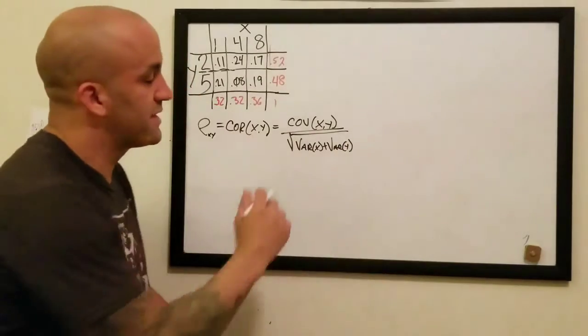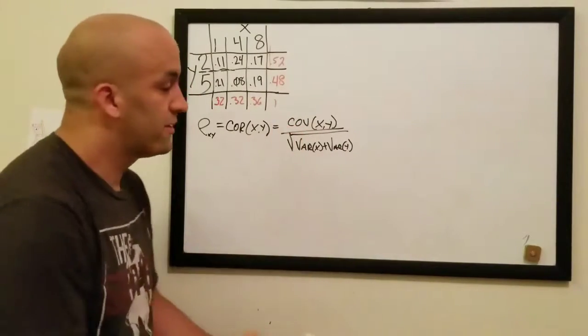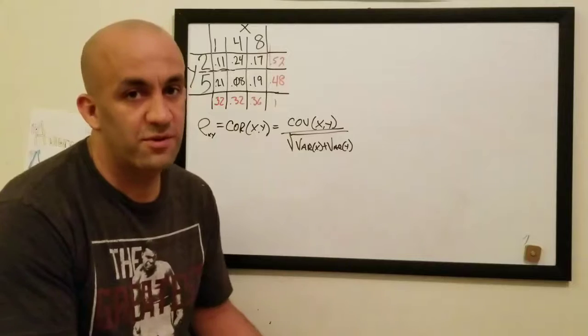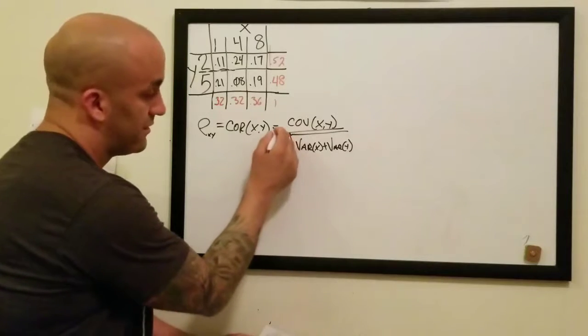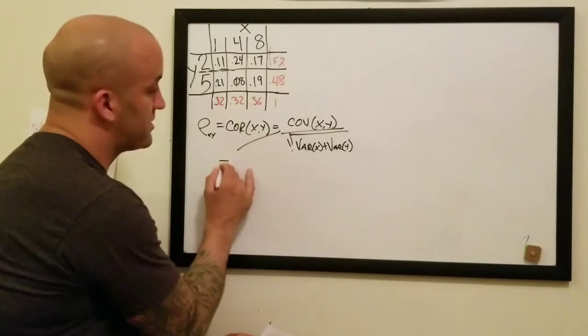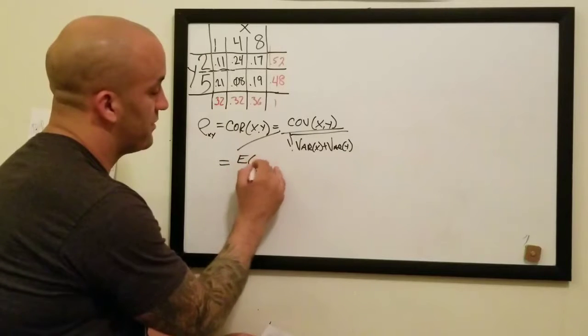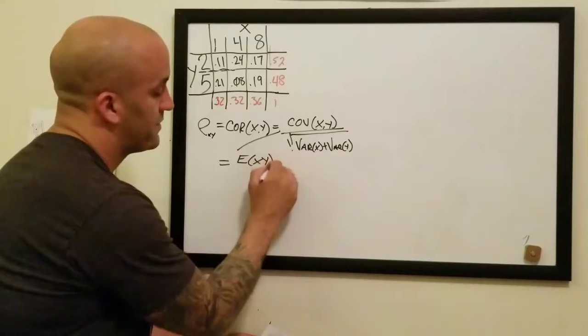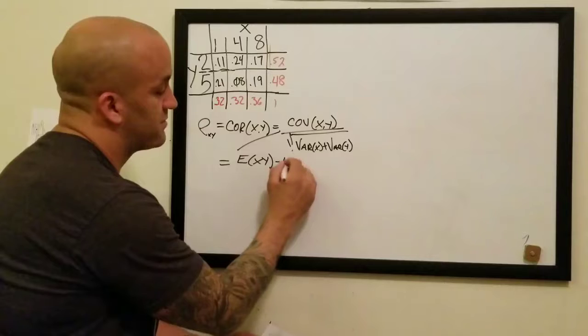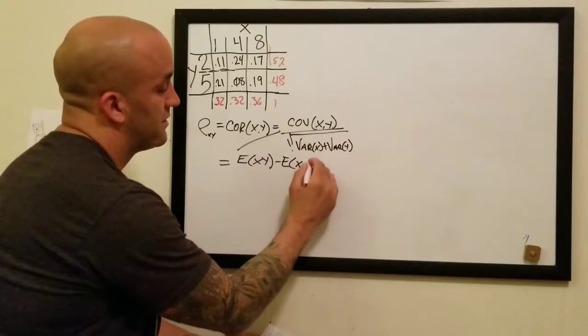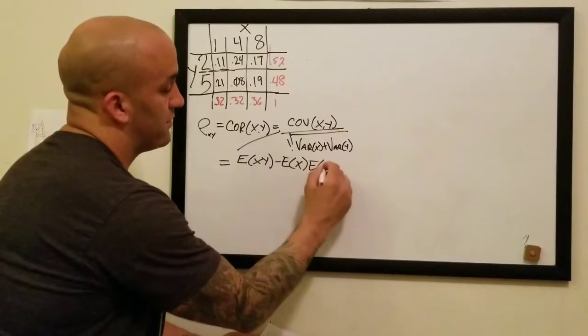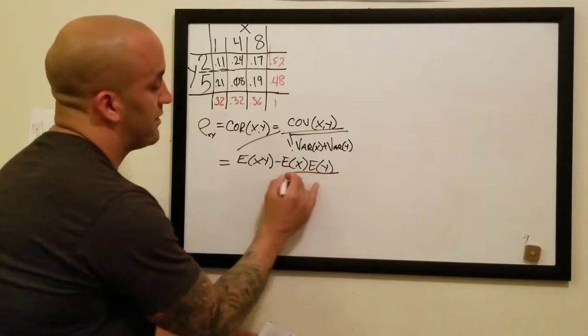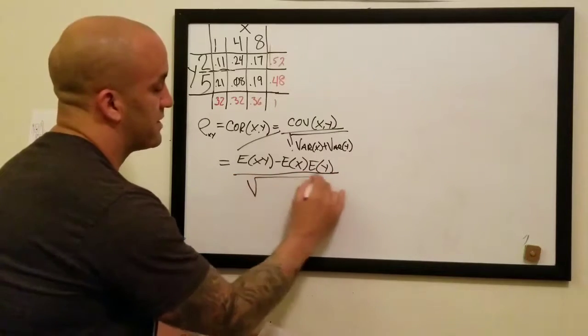Now let's take this down another step, right? We have what's called the covariance computing formula, so we can just plug that in. So we know that this is just going to equal the expected value of x times y, minus the expected value of x times the expected value of y. And then we can divide this by the sum of the variances.